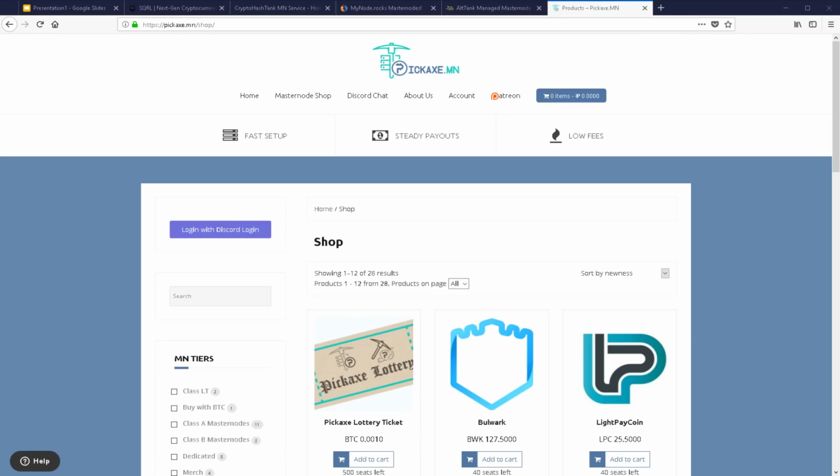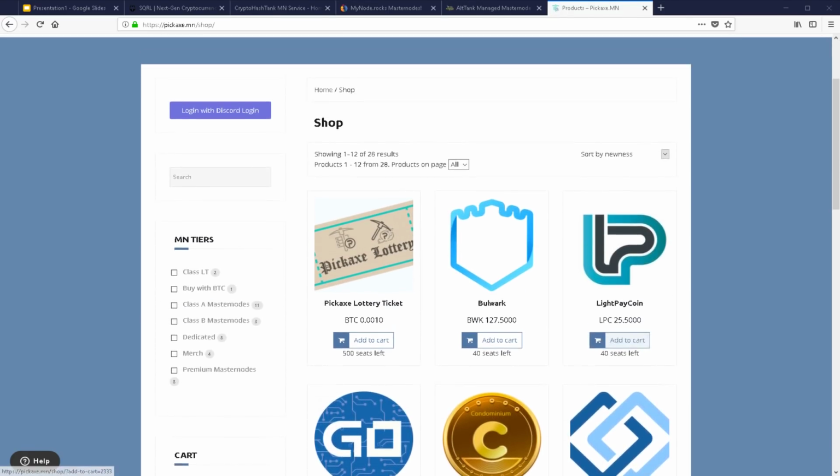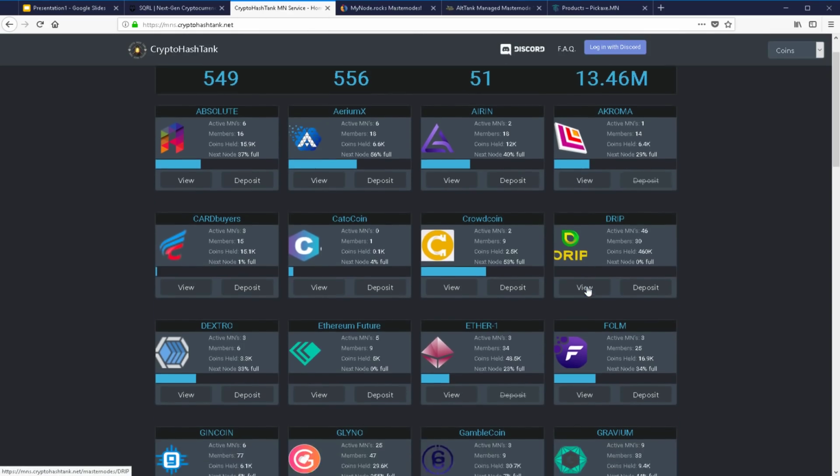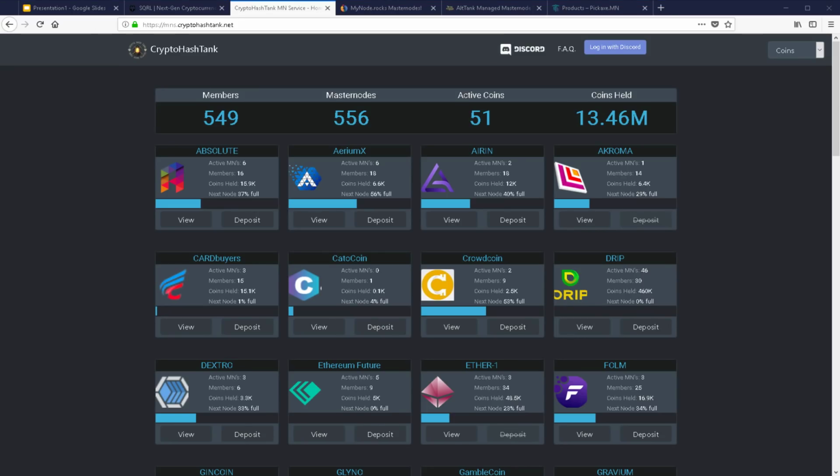And PickAxe, as well as Crypto Hash Tank, both have canceled a masternode. That was my very first one. I stepped in it, didn't do enough research. I thought it was going to go someplace, and both of them stopped running it because it wasn't. They couldn't charge me enough to pay for the VPS. Yeah, they'd have to charge you 50%.